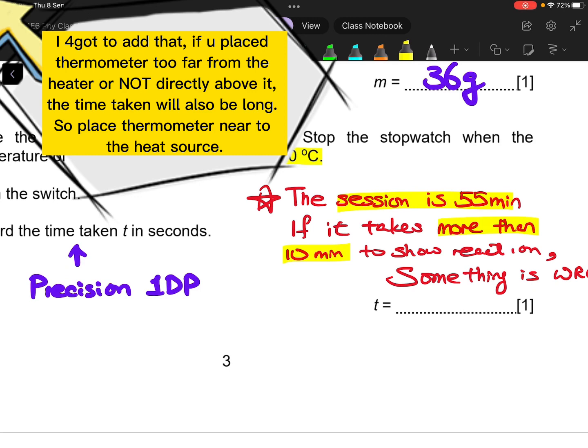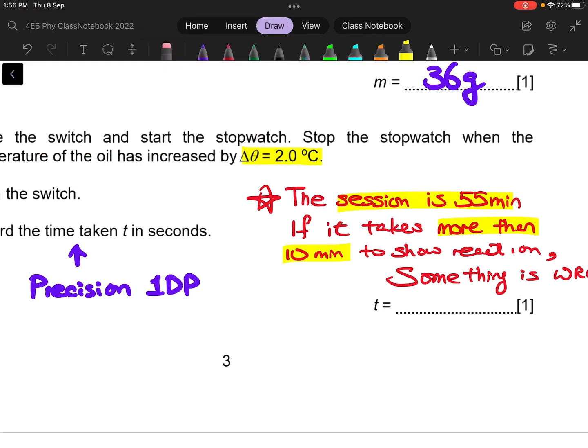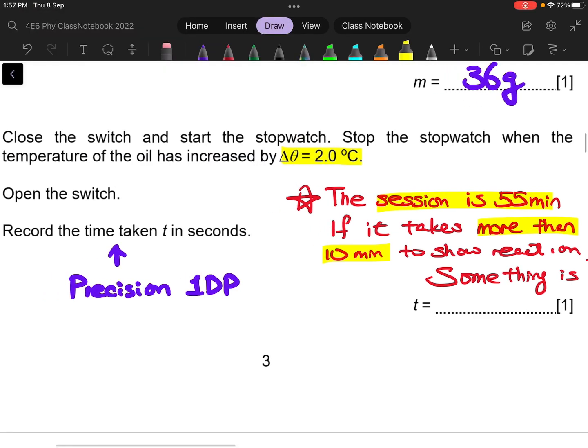Or maybe at the 8-minute mark, if you feel insecure and you really want to know the answer, you can raise your hand and ask the examiner already, right? So if there's a question asking you to take down the time taken for a reaction to happen, and it's taking more than 5-8 minutes, you should know that something is wrong and you should ask the examiner.